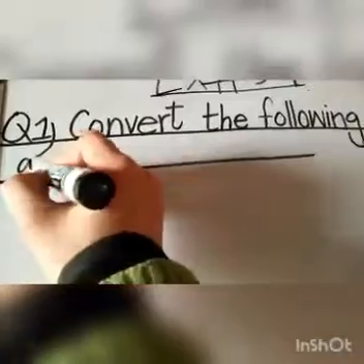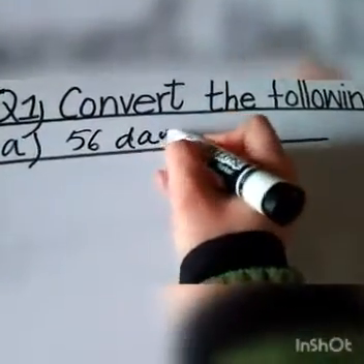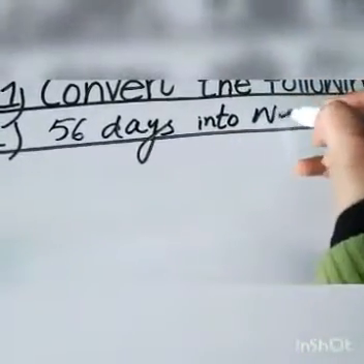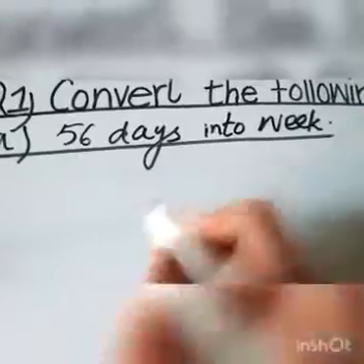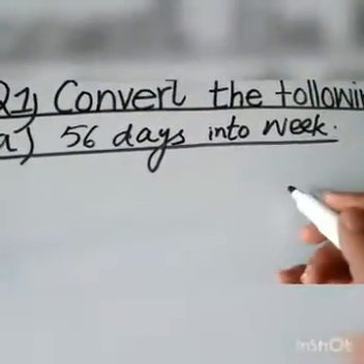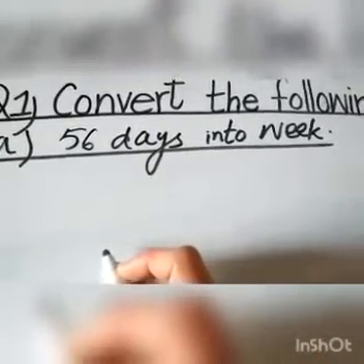Part A, 56 days into week. Class, when we convert days into week, we have to divide it by 7 because in 1 week there are 7 days.